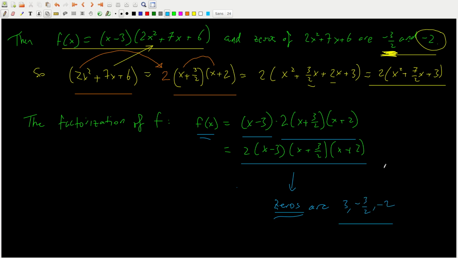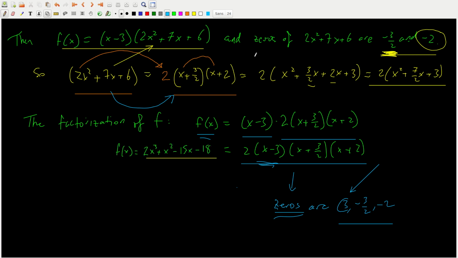So from the initial piece of information that we had, that 3 was a zero, we determined that x minus 3 was a factor, and therefore we got a quadratic. And as soon as you've got a quadratic, we can use the quadratic formula and find the zeros of that quadratic. Once we've got the zeros, we can write down the factors using the factor theorem. And so that allows us to take that back into the full factorization of f here.